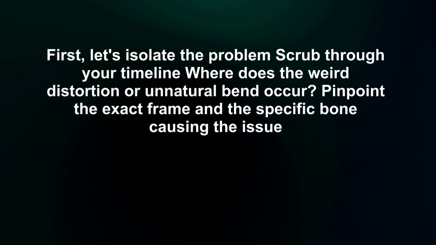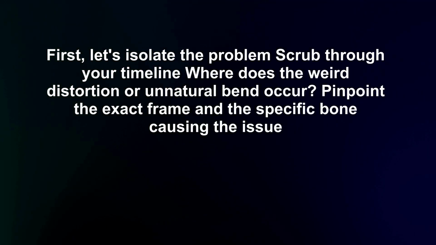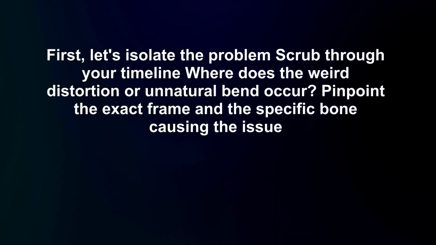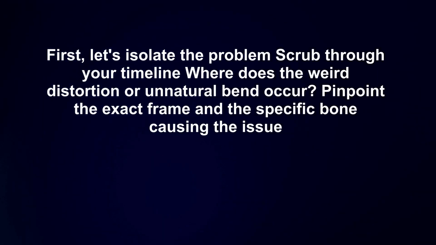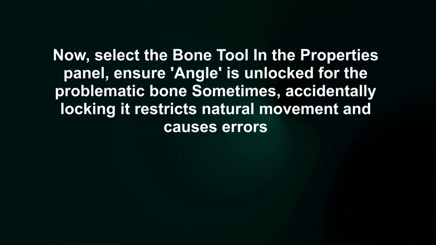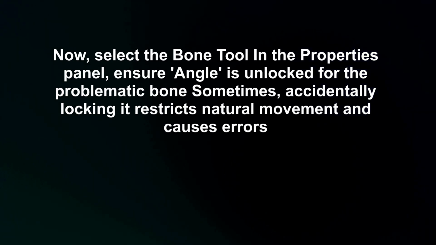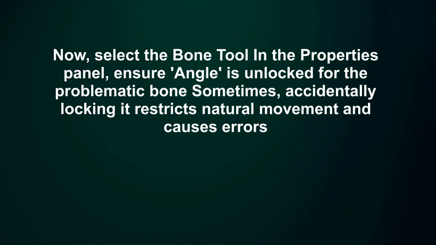Scrub through your timeline. Where does the weird distortion or unnatural bend occur? Pinpoint the exact frame and the specific bone causing the issue. Now, select the bone tool in the Properties panel. Ensure angle is unlocked for the problematic bone. Sometimes, accidentally locking it restricts natural movement and causes errors.